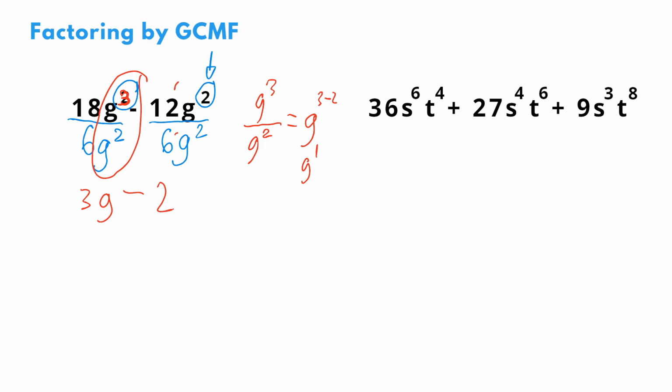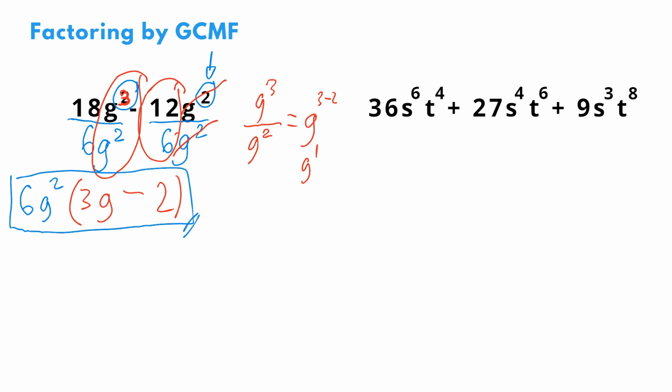Next, 12 divided by 6 is going to be 2. Then g squared over g squared. Same base, same power, like you're dividing the same value by itself. Simply cancel. So 12 divided by 6 is simply 2. Now, what's the GCMF a while ago? We have 6g squared. So this one here is our final answer. Again, this one here is 3. There you go. That's our third example.